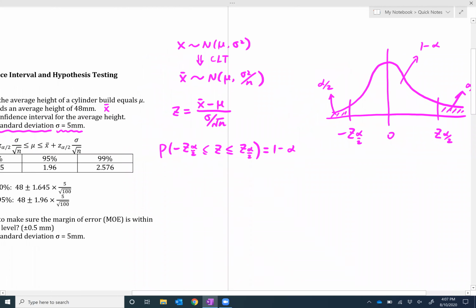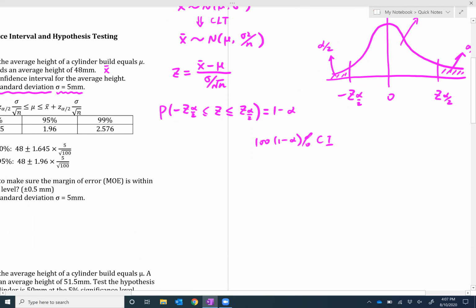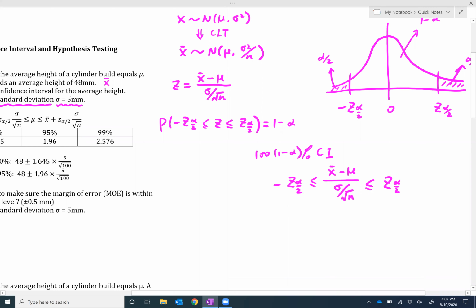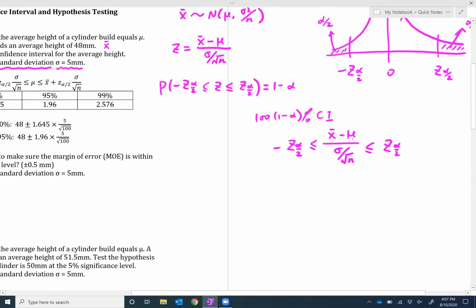Now, if we want the 1 minus alpha confidence interval, then we place X bar minus mu over sigma over square root of n between minus z alpha over 2 and z alpha over 2. So we rearrange in order to get the lower bound and upper bound confidence interval for mu, because we know the sample mean and we want a confidence interval for our population mean. This gives X bar minus z alpha over 2 times sigma over square root of n, less than mu, less than X bar plus z alpha over 2 times sigma over square root of n. Okay, this is how we get the confidence interval.